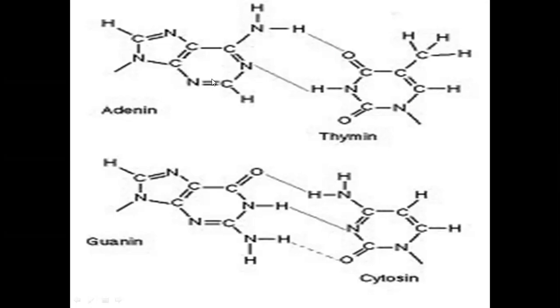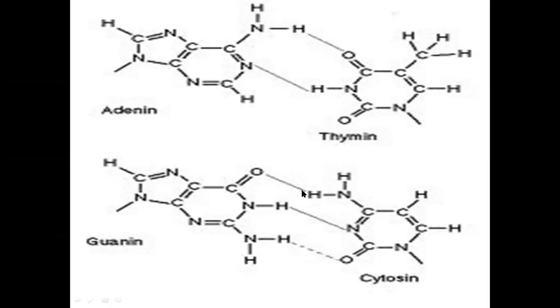Adenine is a purine, and thymine is a pyrimidine. One purine forms base pair bonding with one pyrimidine. So adenine, a purine, forms bonding with thymine, a pyrimidine. Here we can see that two hydrogen bonds are formed: this is one hydrogen bond and this is the second. Between adenine and thymine, two hydrogen bonds are formed. Whereas guanine is the second purine and cytosine is the other pyrimidine. Between guanine and cytosine, three hydrogen bonds can be formed.